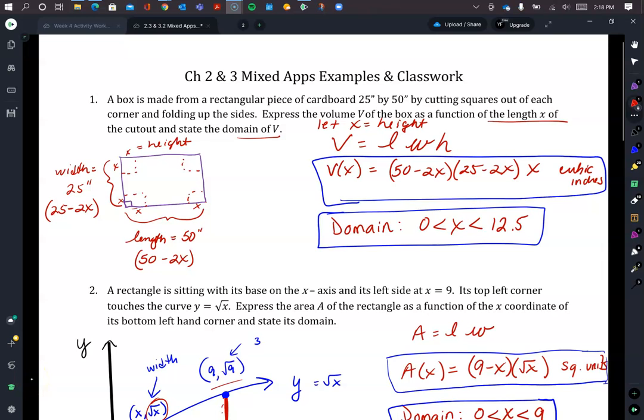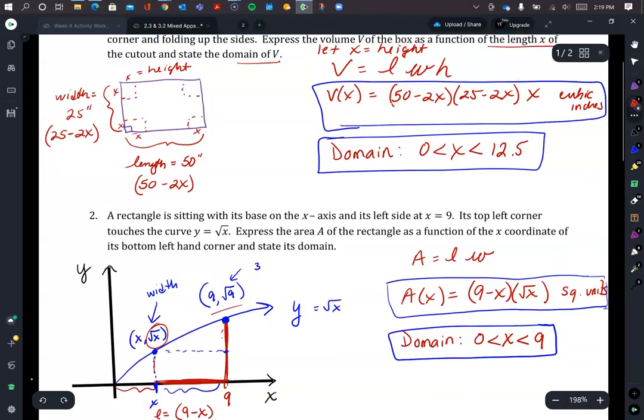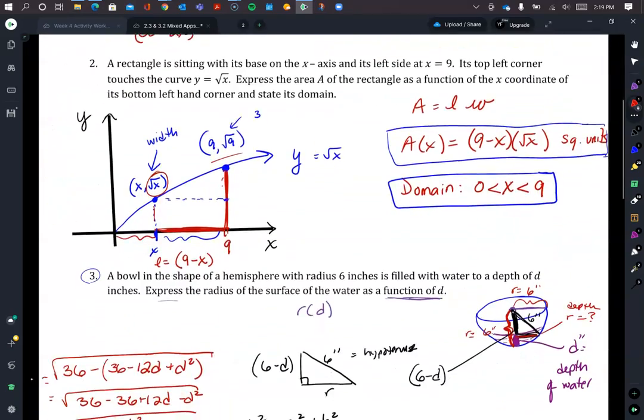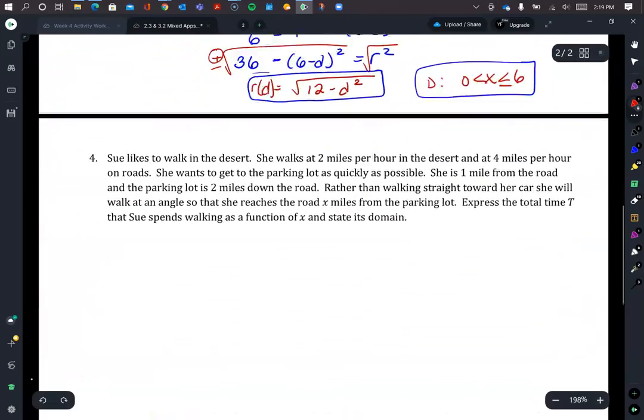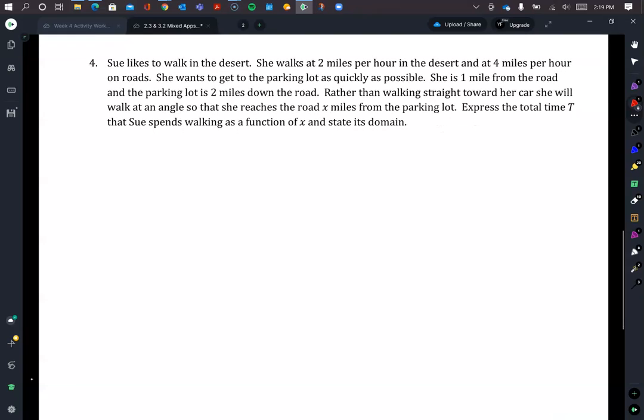In this video, we're going to continue on with the mixed modeling here, the applications and just how to set them up. We have number 4, Sue likes to walk in a desert. She walks at 2 miles per hour in the desert and 4 miles per hour on roads. She wants to get to the parking lot as quickly as possible. She is 1 mile from the road and the parking lot is 2 miles down the road.